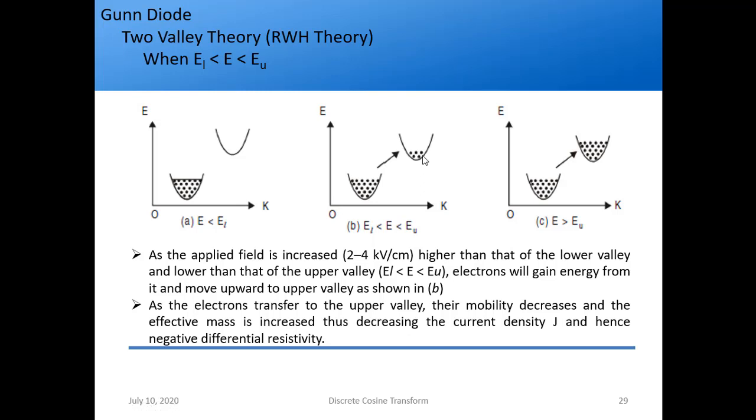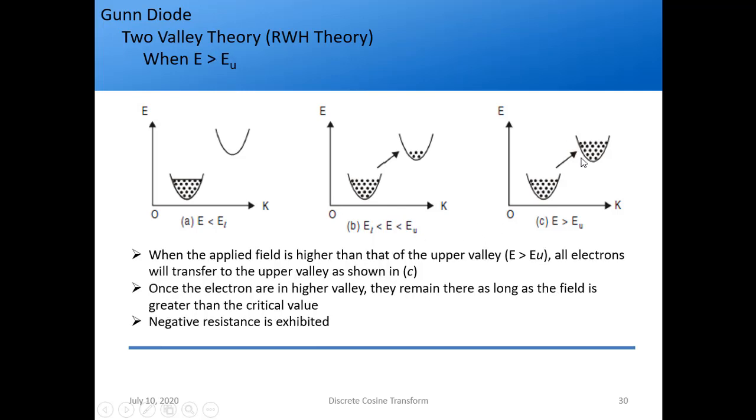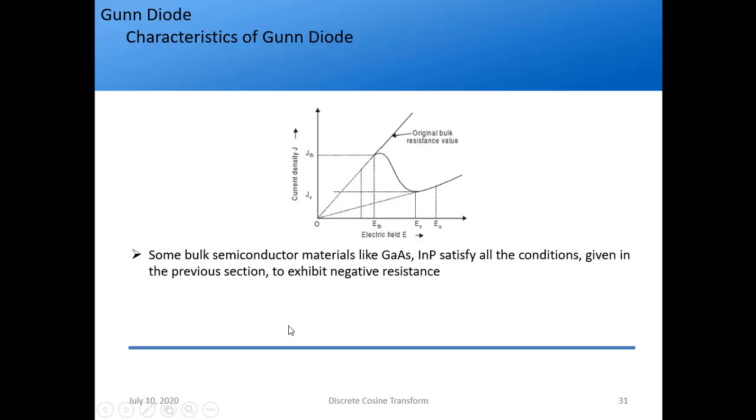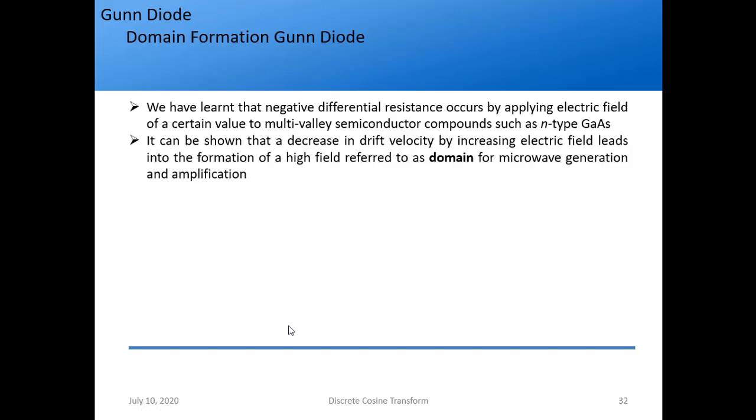As you further increase above the upper valley electric field, all the electrons can be seen here, right? So the current density further decreases. Because of this, you can see that since the current is decreasing even though the electric field is increasing, negative resistance is exhibited. So we can say the Gunn diode is exhibiting oscillations now, right?